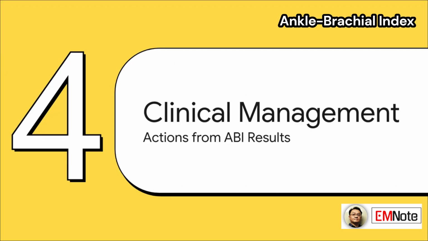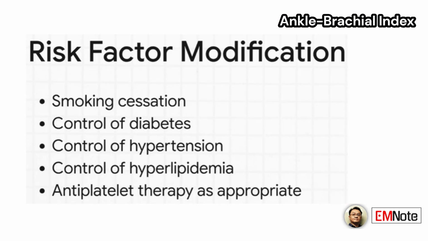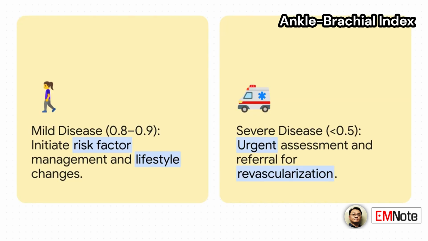An abnormal ABI result isn't just a number, it dictates our clinical management plan. For any patient with an abnormal ABI, the foundation is cardiovascular risk factor modification. This means you need to be aggressive with smoking cessation and controlling diabetes, hypertension, and hyperlipidemia. Antiplatelet therapy should also be considered. And your approach will depend on the severity. For mild disease with an ABI between 0.8 and 0.9, you'll start with risk factor management and lifestyle changes. On the other hand, severe disease with an ABI below 0.5 needs an urgent referral to a vascular specialist to see if revascularization is needed.